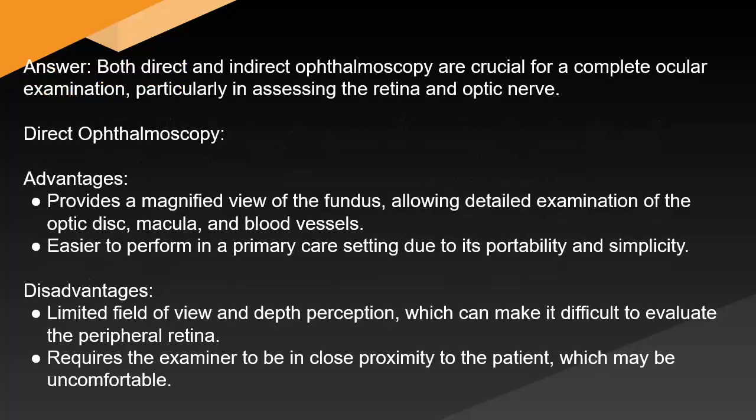Answer: both direct and indirect ophthalmoscopy are crucial for a complete ocular examination, particularly in assessing the retina and optic nerve. Direct ophthalmoscopy advantages: provides a magnified view of the fundus, allowing detailed examination of the optic disc, macula, and blood vessels. Easier to perform in a primary care setting due to its portability and simplicity. Disadvantages: limited field of view and depth perception, which can make it difficult to evaluate the peripheral retina. Requires the examiner to be in close proximity to the patient, which may be uncomfortable.